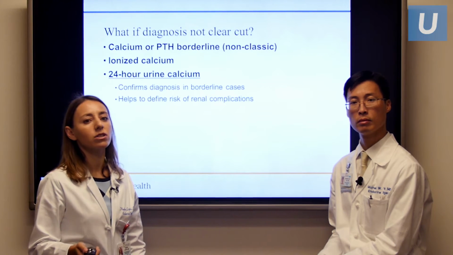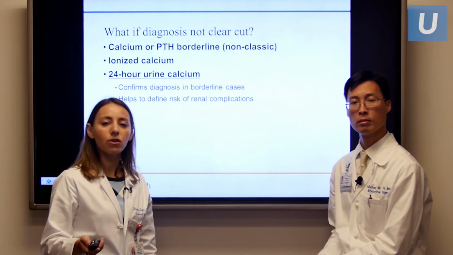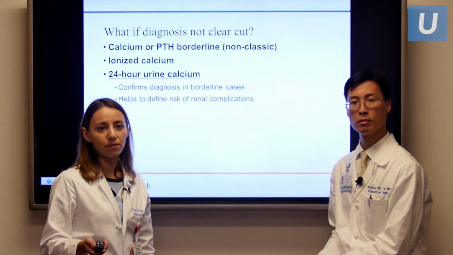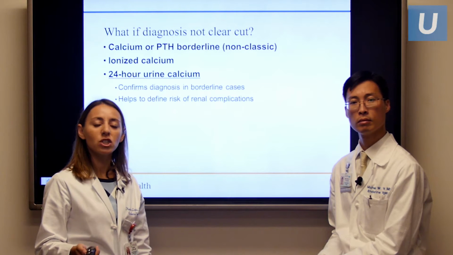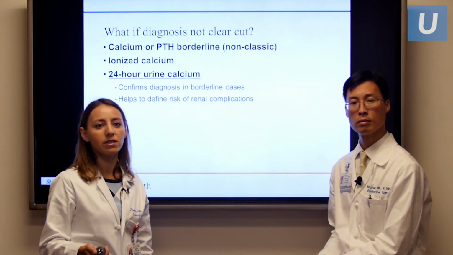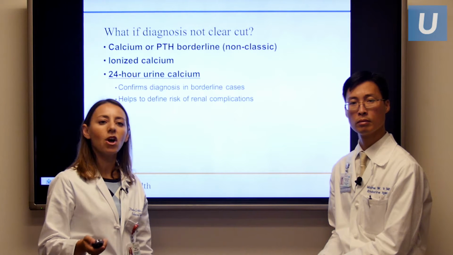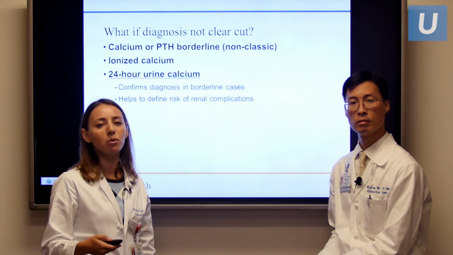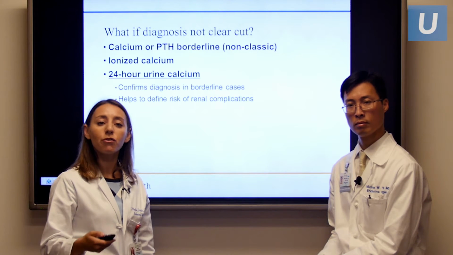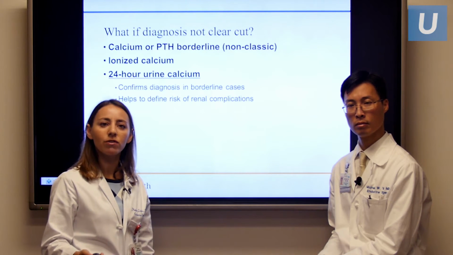So what if the diagnosis is not clear-cut? What other investigation can we do? A lot of times the calcium or PTH may be borderline, and patients may have non-classic hyperparathyroidism. In this case, we can check something called an ionized calcium. Usually calcium is bound by a protein called albumin in your bloodstream. We can check a free or ionized calcium. That can give us some more information.